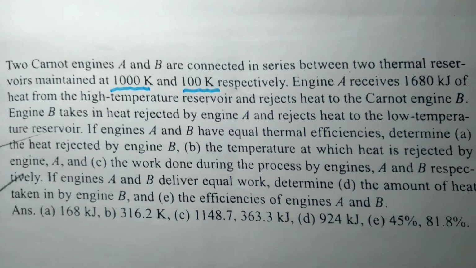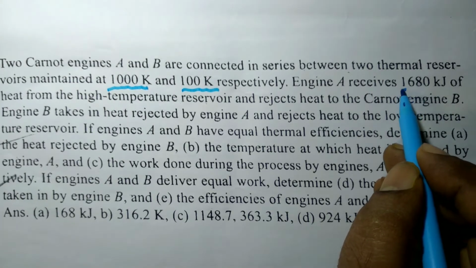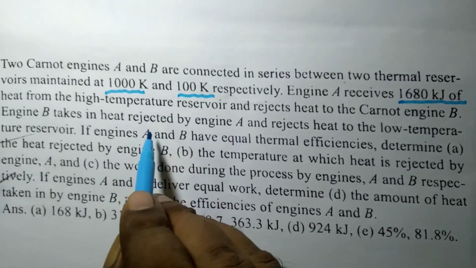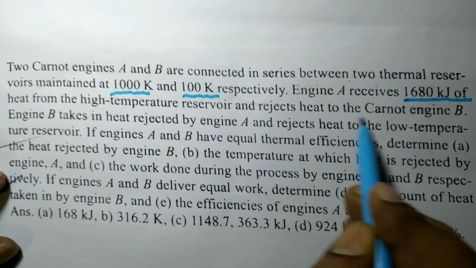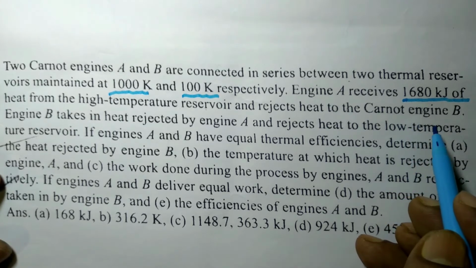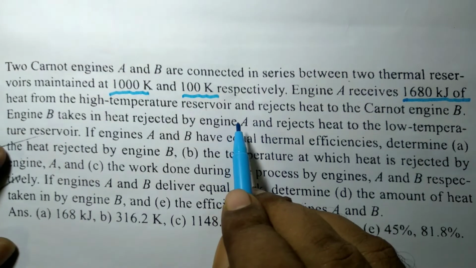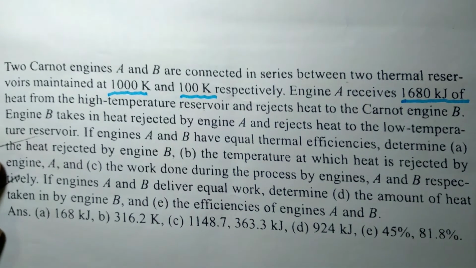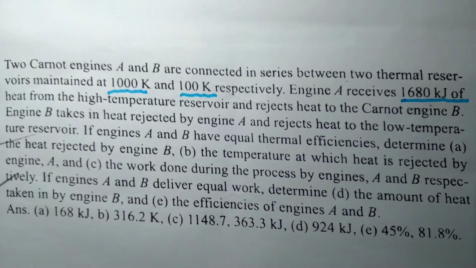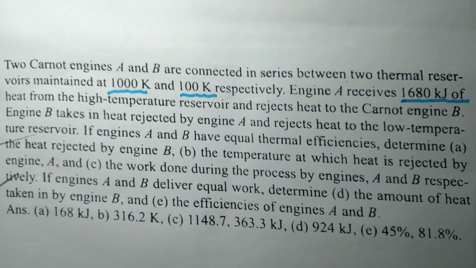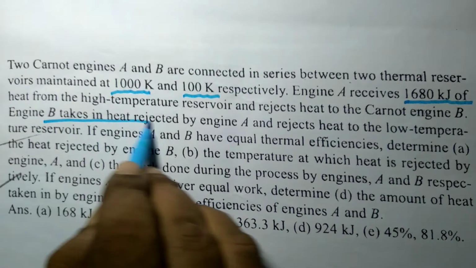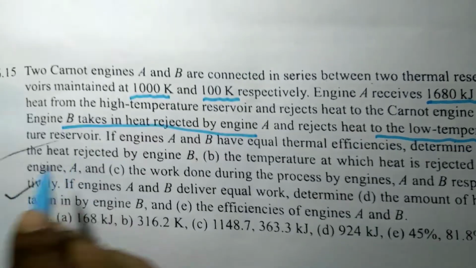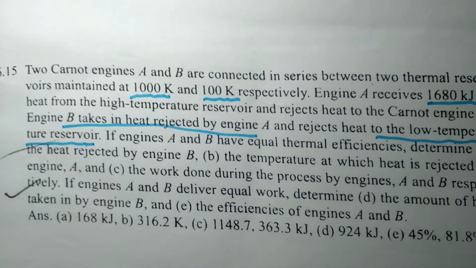So engine A receives 1680 kilojoule of heat from the high temperature reservoir and rejects heat to the Carnot engine B. Obviously, when two reversible engines are operating in series, the energy rejected by the first engine goes as energy supplied to the second engine. The engine B takes in heat rejected by engine A and rejects heat to the low temperature reservoir. Low temperature reservoir here is at temperature 100 Kelvin.